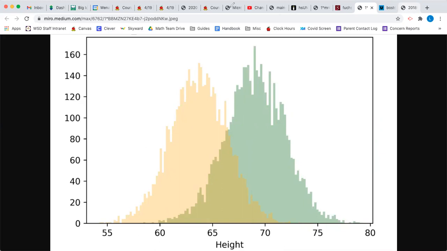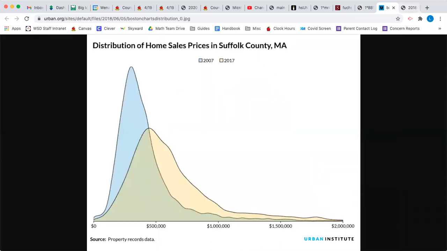All right, now let's take a look at another set of data. This is the distribution of home sale prices in Suffolk County, Massachusetts, comparing 2007 and 2017. You might want to take a moment to think about how this data is skewed, although I think it should be pretty obvious that it is skewed to the right, because we have these two massive peaks in 2007 and a smaller peak in 2017. And then there is a huge long tail that goes off towards the right as the prices go up.